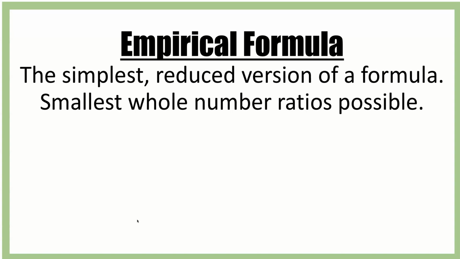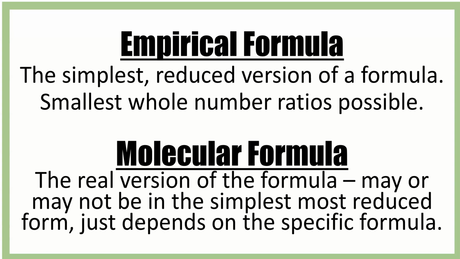Next step, empirical formulas. They are the simplest reduced version of a formula. Smallest whole number ratios possible, meaning the subscripts are lowest terms. A molecular formula is the real version of the formula. May or may not be in the simplest, most reduced form. It just depends on that formula. So empirical is always simplest reduced. Molecular is just a multiplier of the empirical.